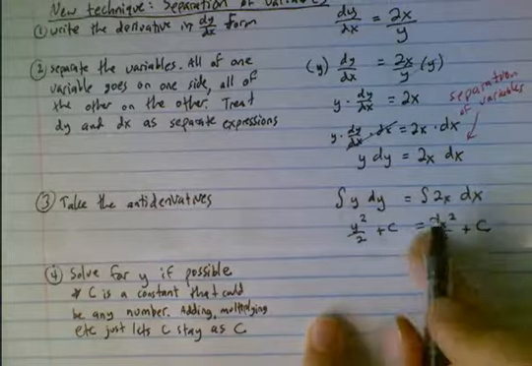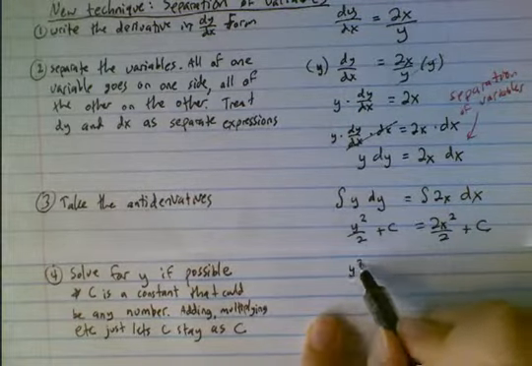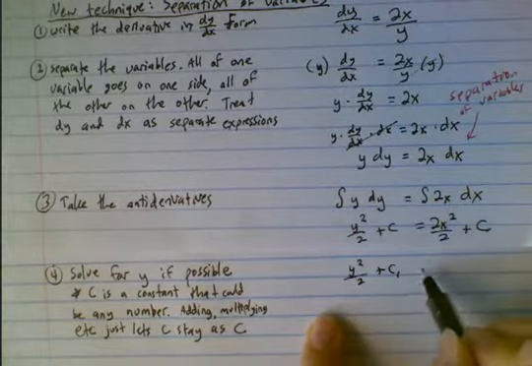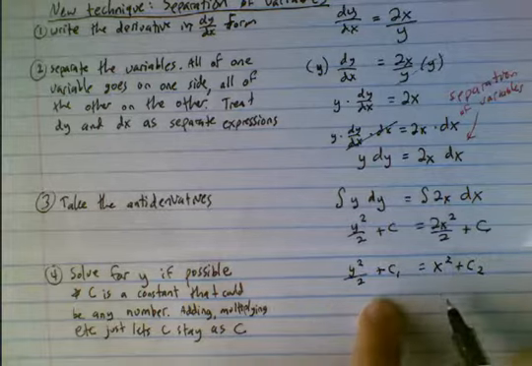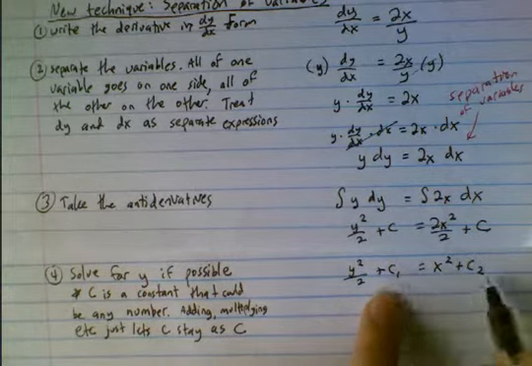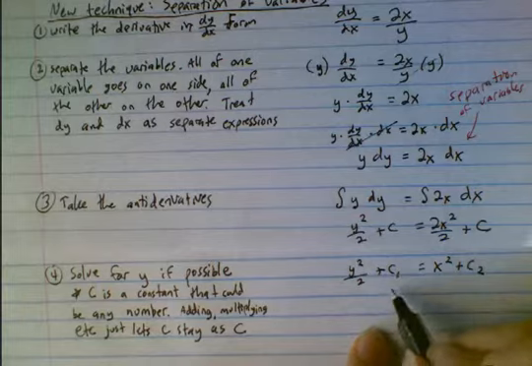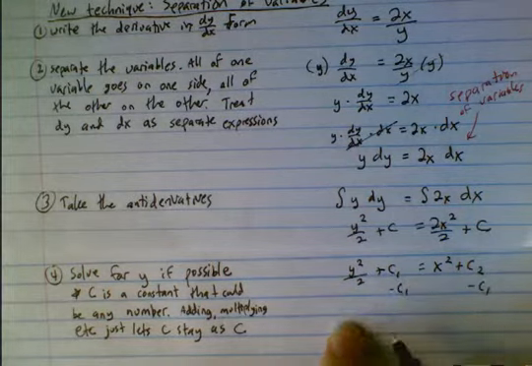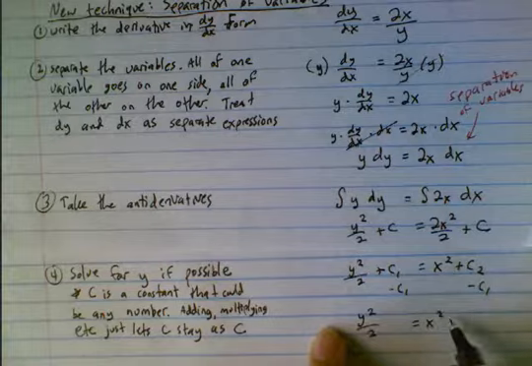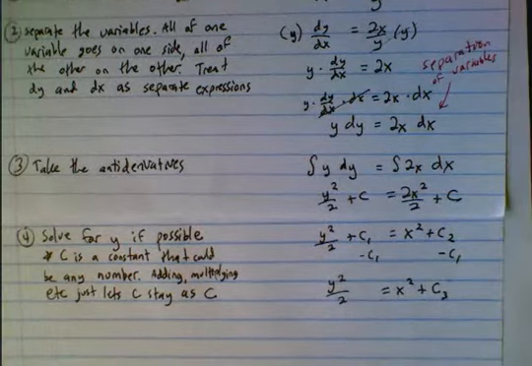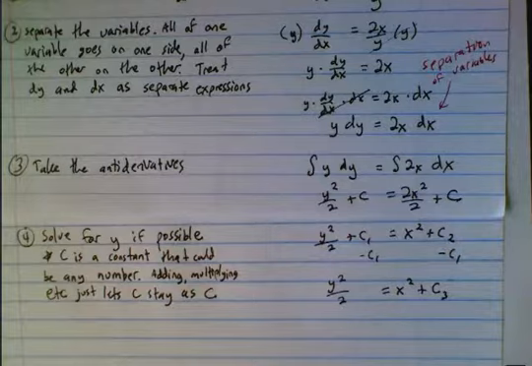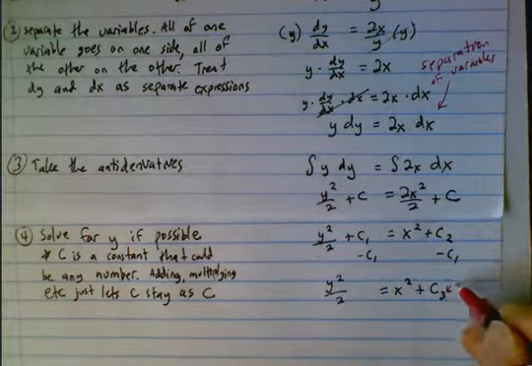So for example, we could write this as y over 2 squared plus c1 equals x squared plus c2. If I subtract c1 from both sides, this is just some other constant. It's still any number. We don't know what it is. We've put these together. We still have a c. So the subscripts are optional.